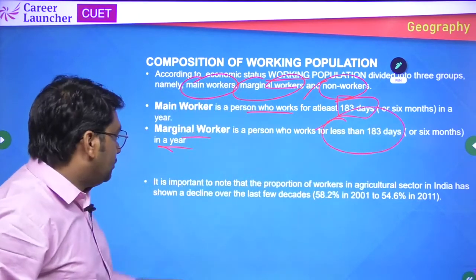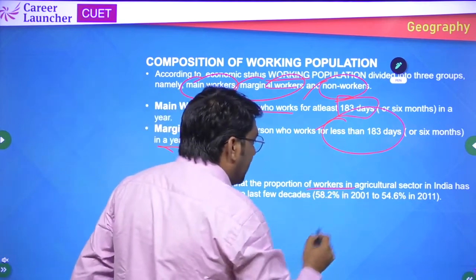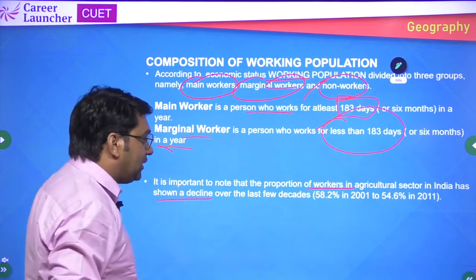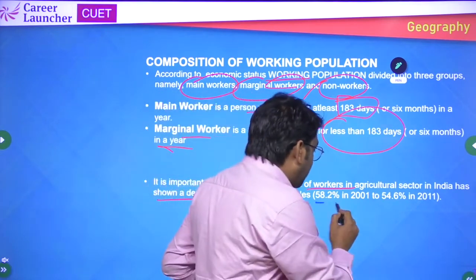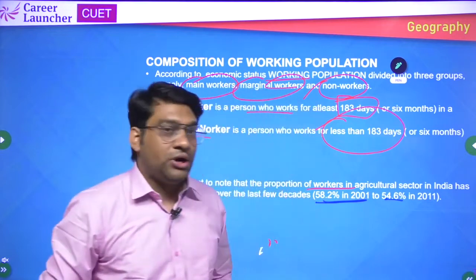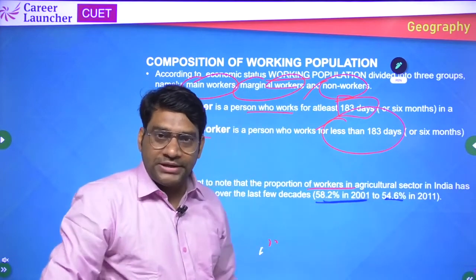So it is important to note that the proportion of workers in the agriculture sector in India has shown a decline over the last few decades, 58.2% in 2001 to 54.6% in 2011. Okay, so why do we see a decline in employment in the agriculture sector? Because more people started to move towards urban areas, and in urban areas they engage in the manufacturing sector, or by having a very good education they engage themselves in the service sector. So somewhere it is being seen that the employment ratio in agriculture is decreasing and increasing in manufacturing and service sector.